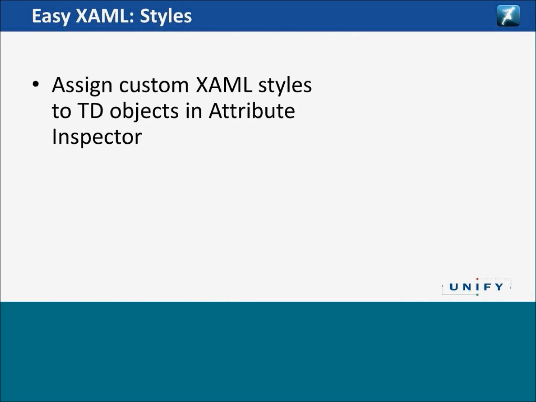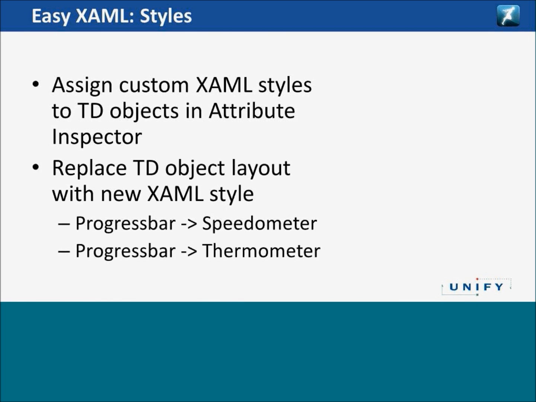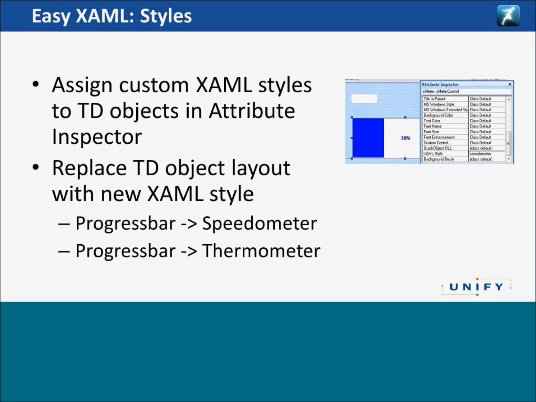So with styles, you can assign custom styles to TD objects. Basically, you can turn a progress bar into a speedometer, and those are only examples. That's not all you can do. You can do a lot with that. In Attribute Inspector for controls, you have the XAML style, and you can enter the key of the XAML style there, and then it will automatically convert this at runtime into the new style for you. So, for example, in this case you see the progress bar on top, as it is defined, and at runtime this would show up as a speedometer.